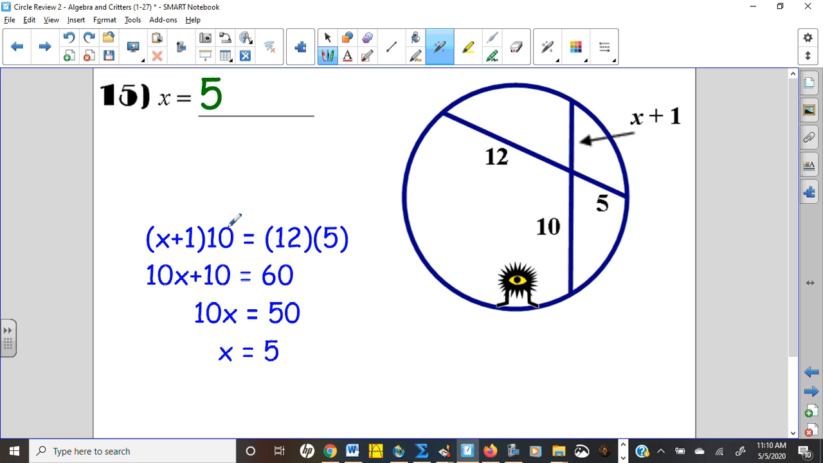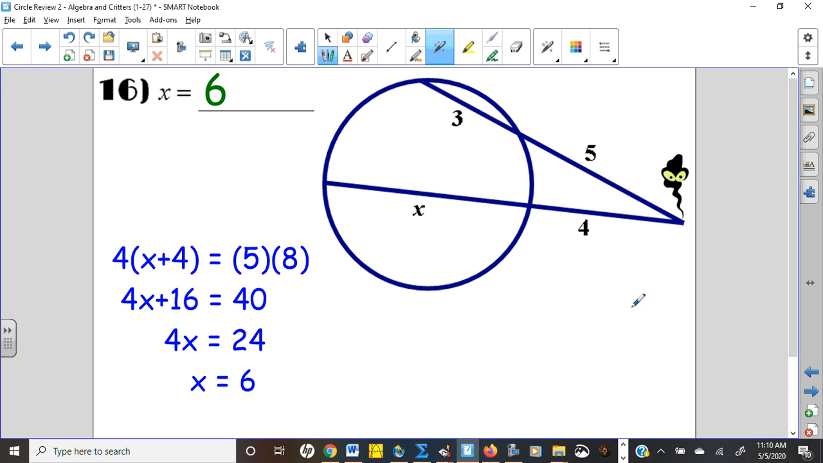Number 15. This time we're doing distances, so this is theorem 10.14. When 2 chords intersect, the segments of the chords have the same products, and so 10 times x minus x plus 1 is equal to 5 times 12. And there's the algebra.